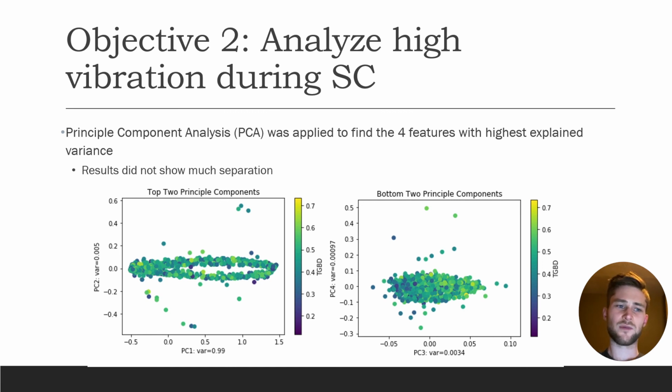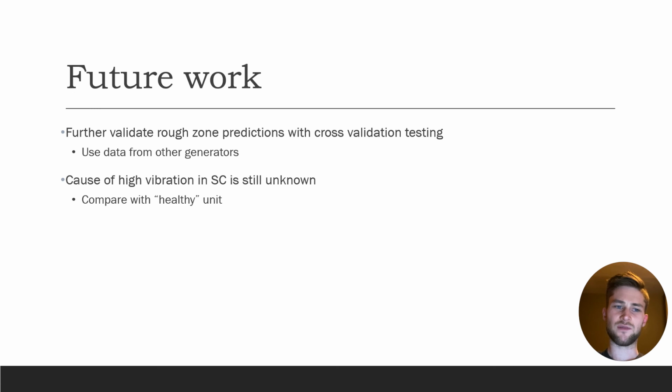For future work, we really want to validate those rough zone predictions with cross-validation testing, and also use data from other generators. Another thing that needs to be done is to figure out why we're getting high vibration in synchronous condense, because that is still unknown. We want to maybe compare with a healthy unit and see how the data stacks up.